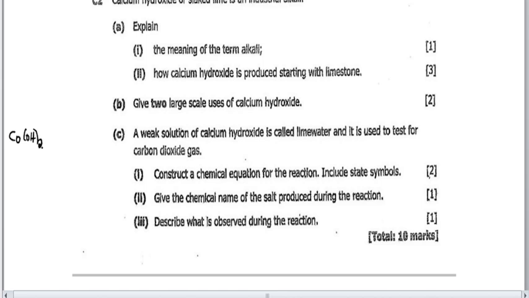Ca(OH)2, that's calcium hydroxide. This one is used to test for carbon dioxide gas. The chemical equation for the reaction is that it is going to form what we call calcium carbonate and water.